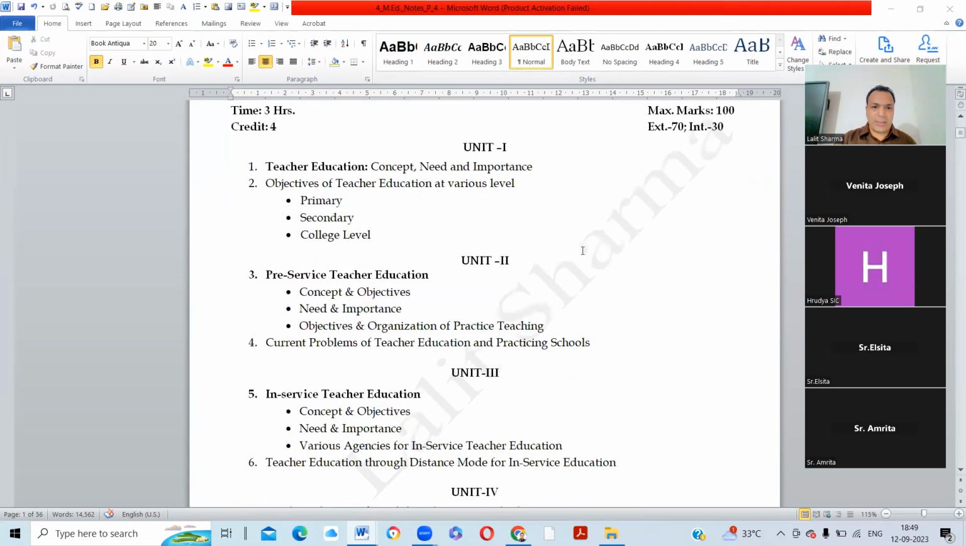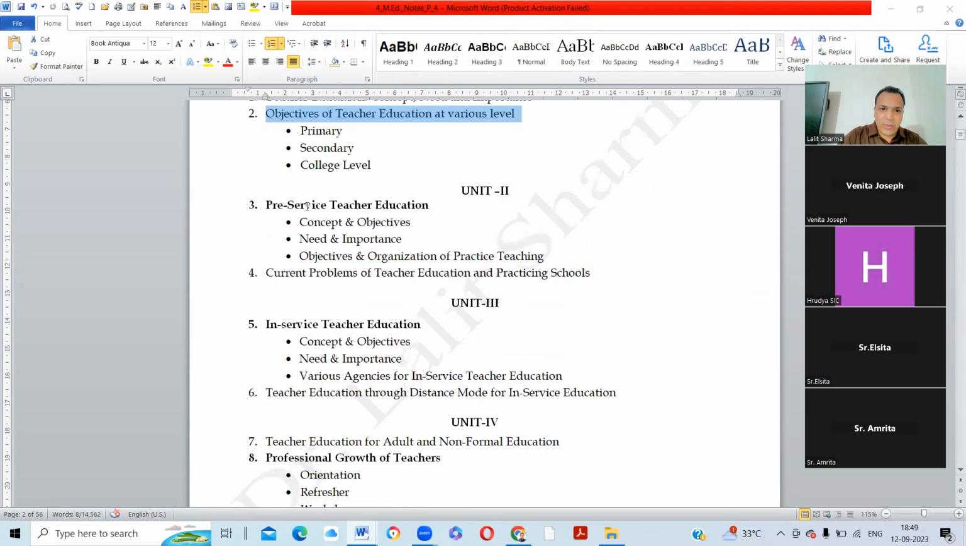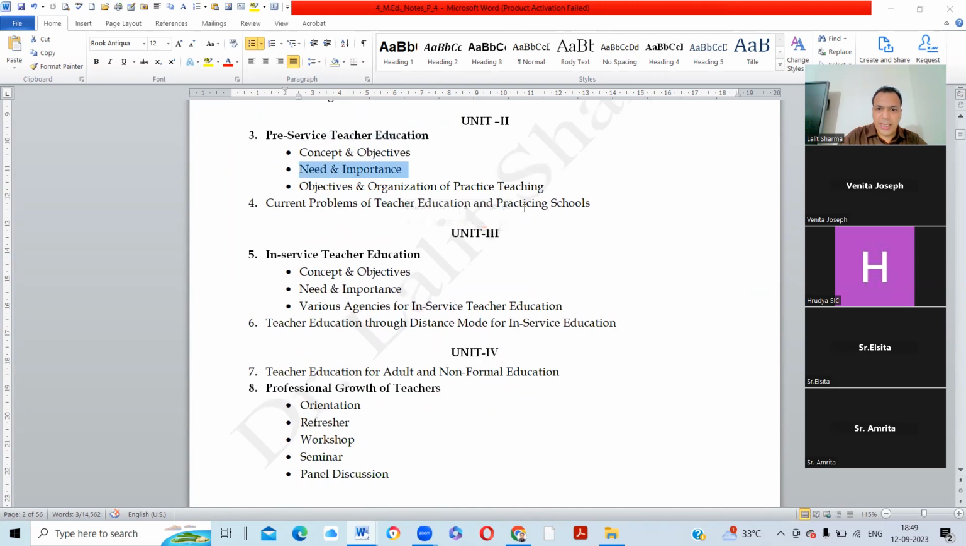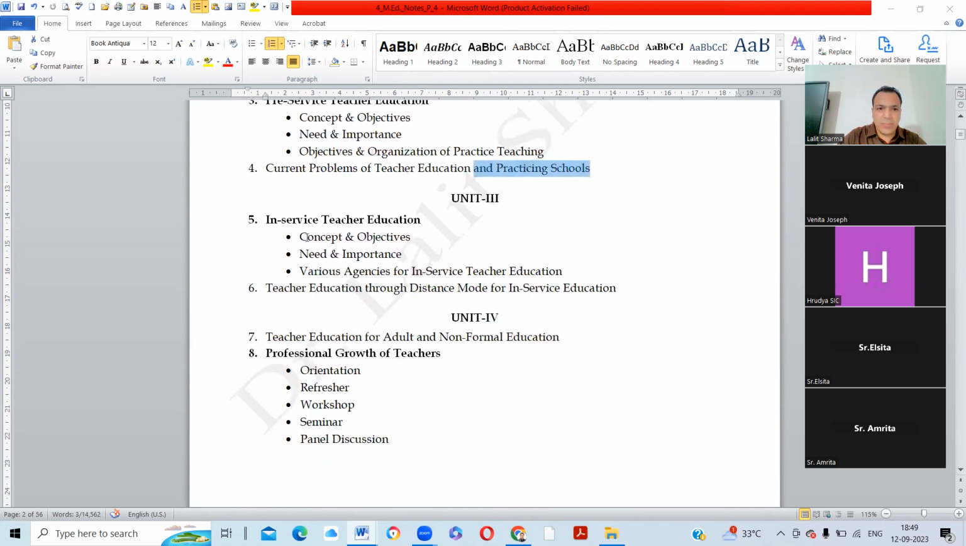So guys, this is our syllabus. Under unit 1 we have talked about teacher education, objectives of teacher education at the various levels. Under unit 2 we talked about pre-service teachers, need and importance, and practicing schools, current problems of teacher education and practicing school. Okay, this is common, you can write it. What are the problems faced by the teachers? Teacher education and practicing school means, in teacher education programs, what are the current problems we are facing.